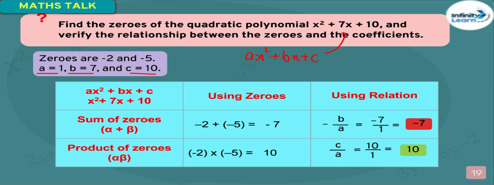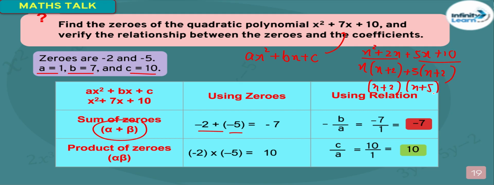What is the sum of zeros? Alpha plus beta. How did alpha and beta come? -2 and -5. See, by factorization: x square plus 2x plus 5x plus 10. What is common? x is common. What remains? x plus 2. What is common? Plus 5 is common. What remains? x plus 2. So our factors are x plus 2 and x plus 5. The values of x are -2 and -5. The sum of zeros, -2 and -5, is -7. The product of zeros, alpha into beta, -2 into -5, is 10.